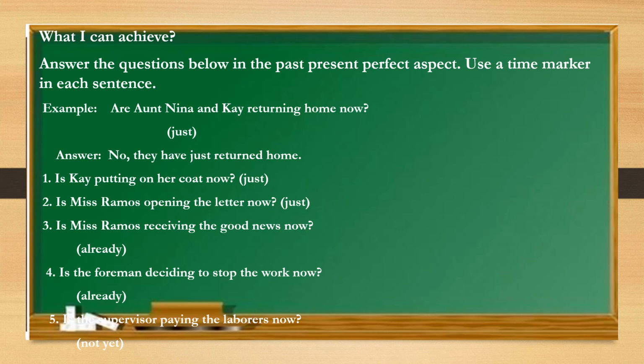Now, what you can achieve. Answer the questions below in the present perfect aspect. Use a time marker in each sentence. Example, are Aunt Nina and Kay returning home now?